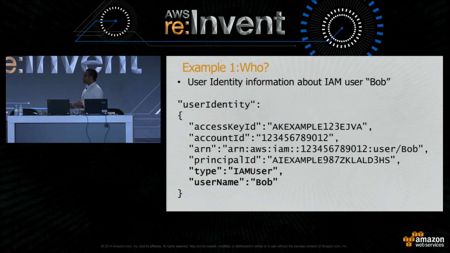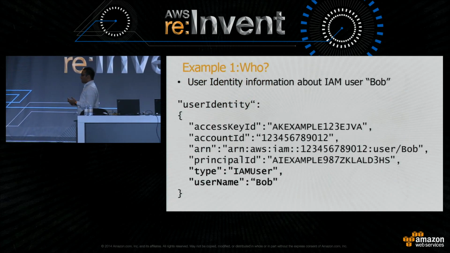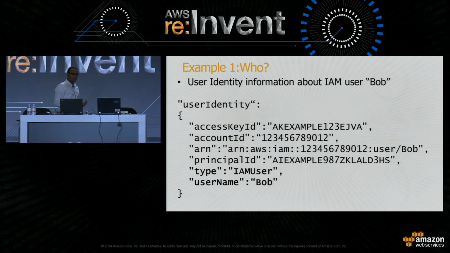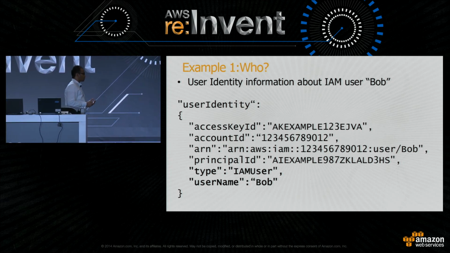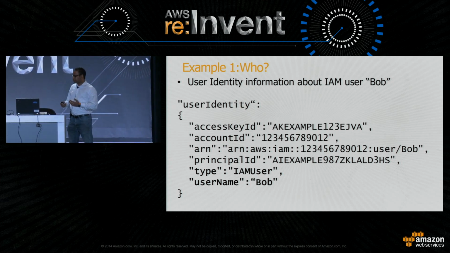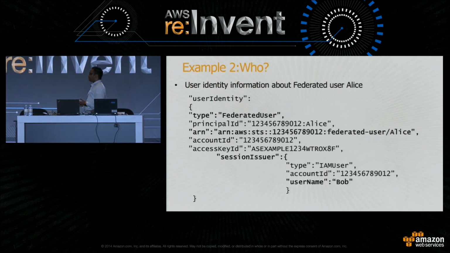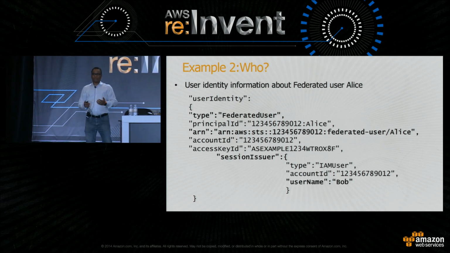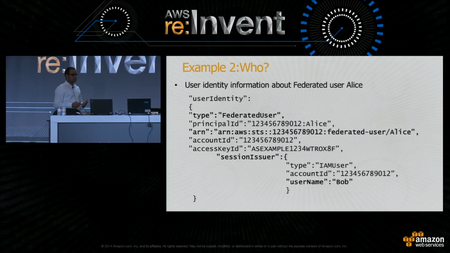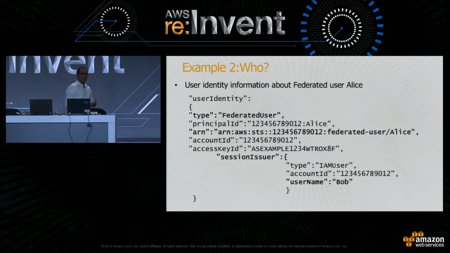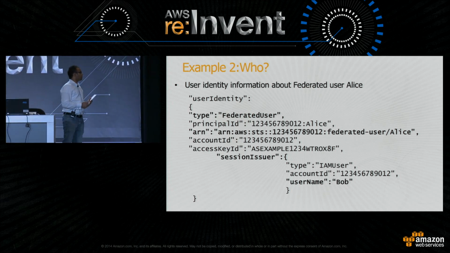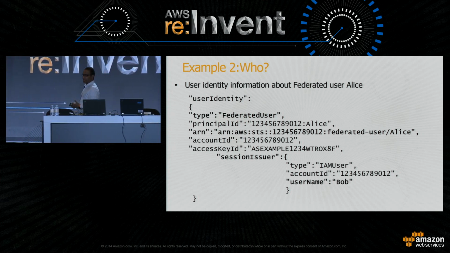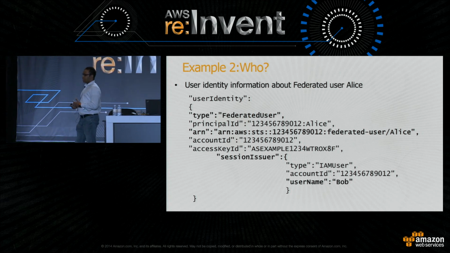So let's look at an example. So this is Bob, an IAM user, making an API call. You will see that the type of the user is an IAM user, and the username is Bob. Pretty straightforward. Another example is federation. In this case, Alice is a federated user who is making this API call. Bob, the IAM user, is the one that granted those federation credentials to Alice. So you'd be able to tell not only about the user who's making the call, but about who actually gave those credentials to Alice.